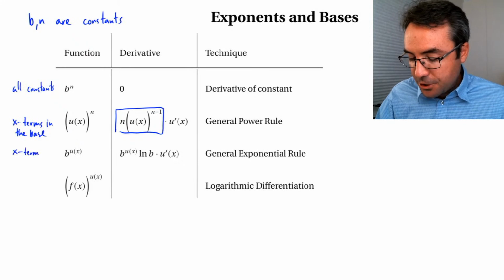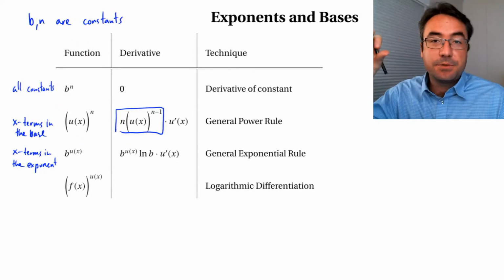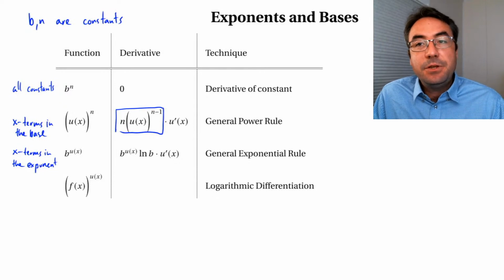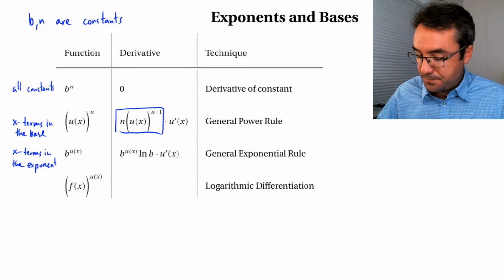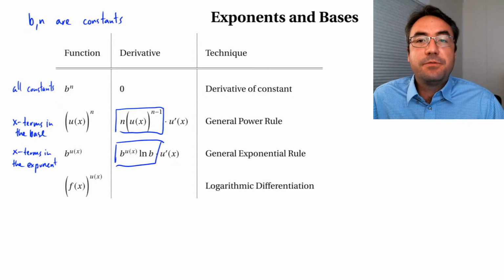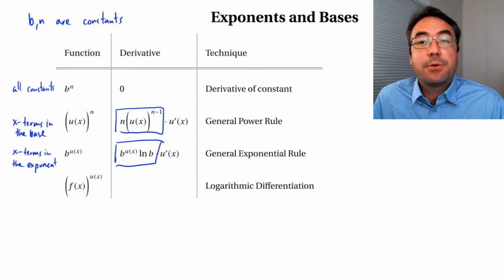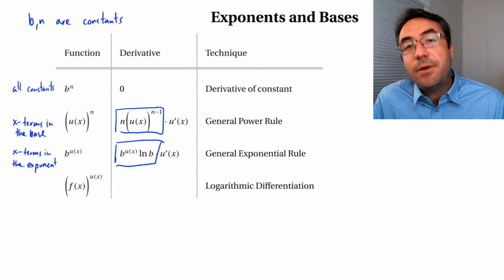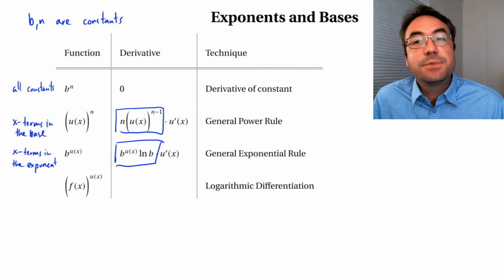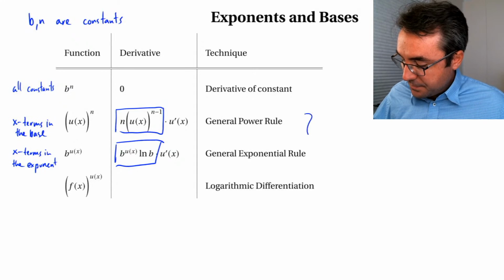If we were to see x terms in the exponent, so these are things like e to the x or e to the x squared plus 1, when the exponent is where the variable terms are, then we have to use our general exponential rule. So the derivative of b raised to the power u(x), very generally, is b raised to the power u(x) times natural log b, and then we multiply by the derivative of those terms in the exponent. So both of these are really just examples of the chain rule.